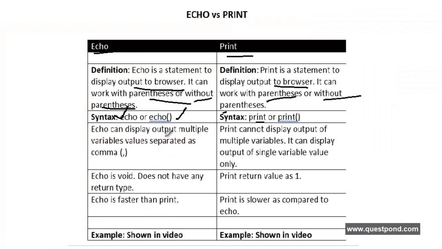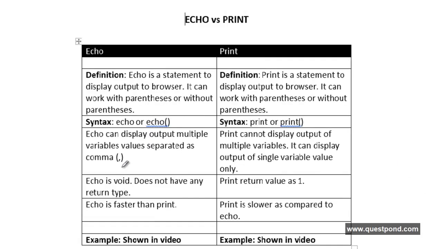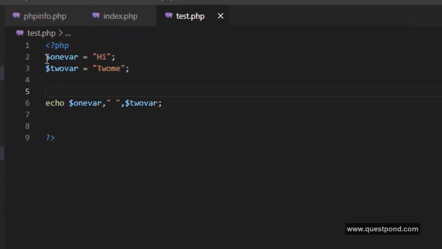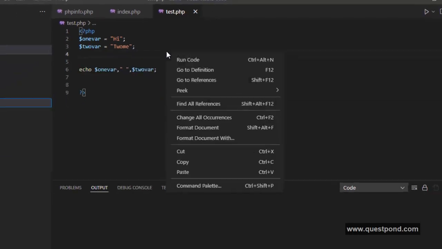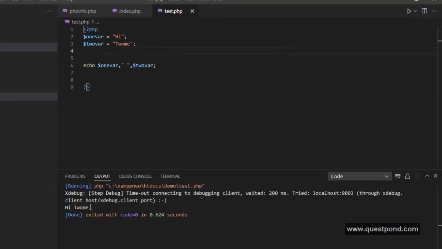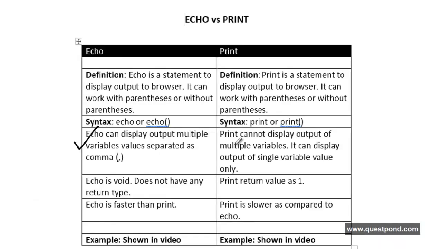Echo can display the output of multiple variables' values separated by commas. Yes. So let's go to our Visual Studio and check whether echo can display multiple variables or not. For that, let's go here, and here you can see that we have two variables and we have displayed the output over here. So let me just run the code. So yes, you can see that we are able to display the two variables' output in a single echo line, right? So now you can see that print cannot display the output of multiple variables.